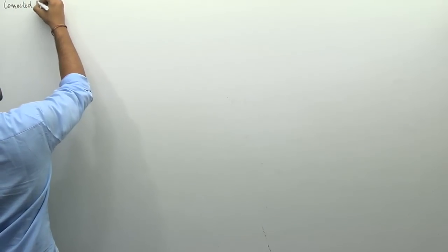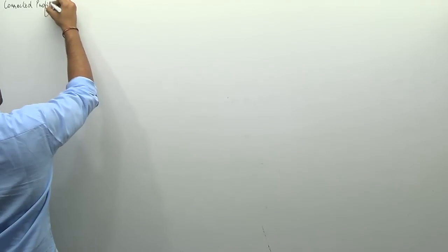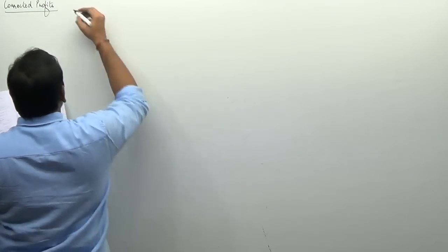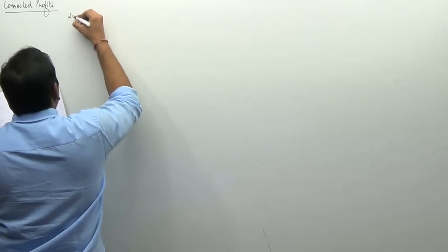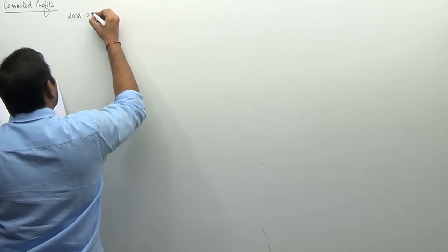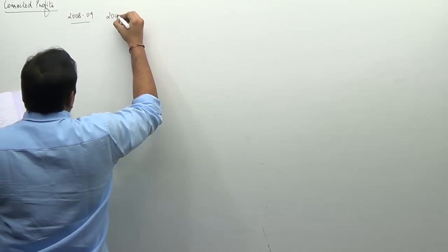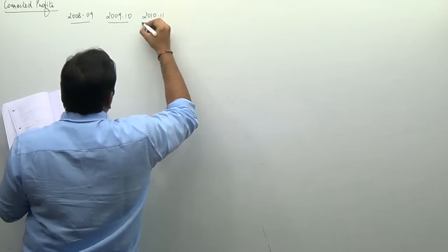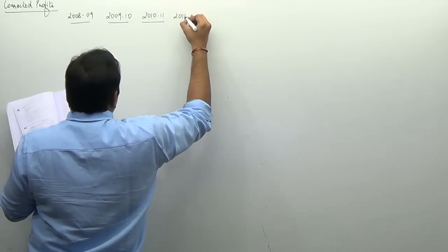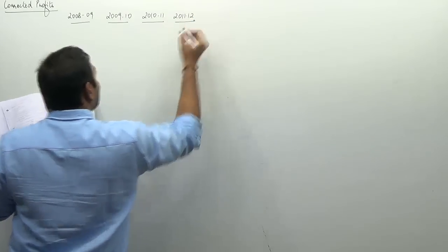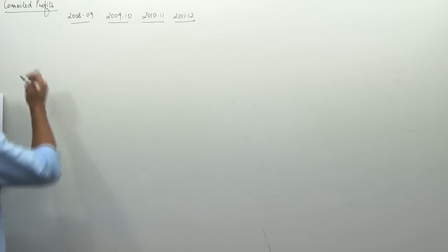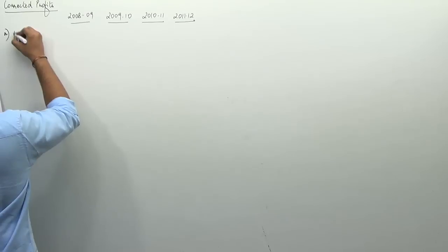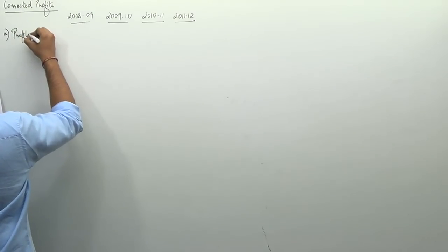Computation of corrected profits. I have 4 years. Let's place them under columns: 2008-09, 2009-10, 2010-11 and 2011-12. That's it. 4 years. Let's start with the profits given. I'm ignoring tax. It's clearly given.